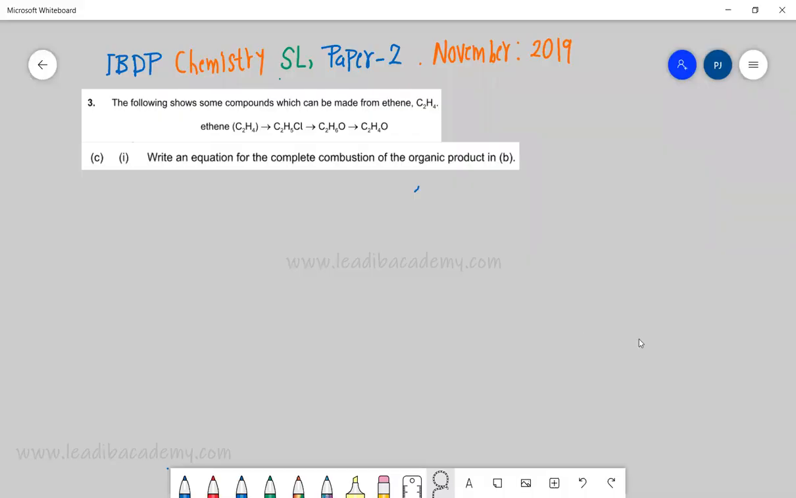Question number 3C1. Write an equation for the complete combustion of the organic product in B. So what was the organic product? It was nothing but ethanol. So they are asking us the combustion of alcohol, that is ethanol. Simple. So how to do it? What is combustion? Combustion means we have to react with oxygen, complete combustion.